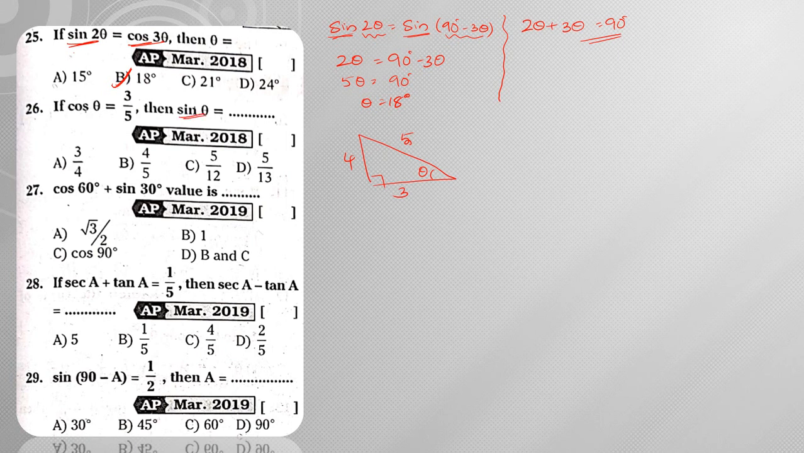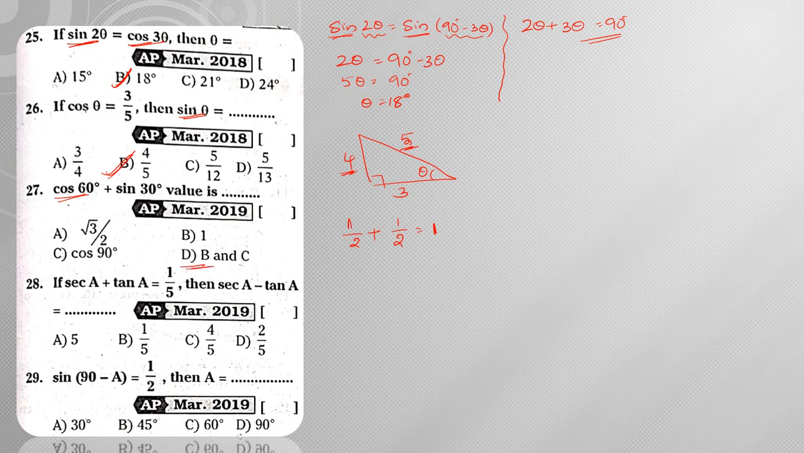Then what is he asking? Sin theta. Sin theta means opposite by hypotenuse, which is nothing but 4 by 5. Next, cos 60 degrees. So what is the value of cos 60? Cos 60 is equal to 1 by 2 and sin theta is also 1 by 2. Half plus half is nothing but 1.